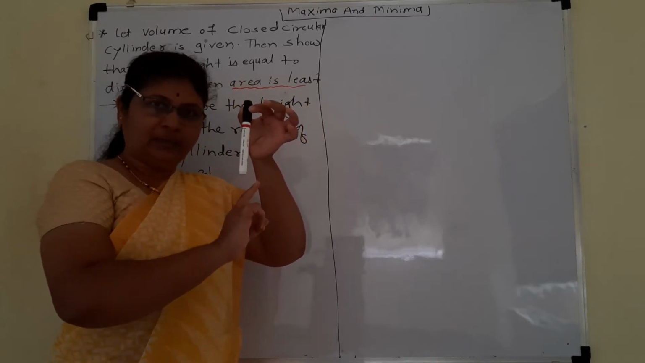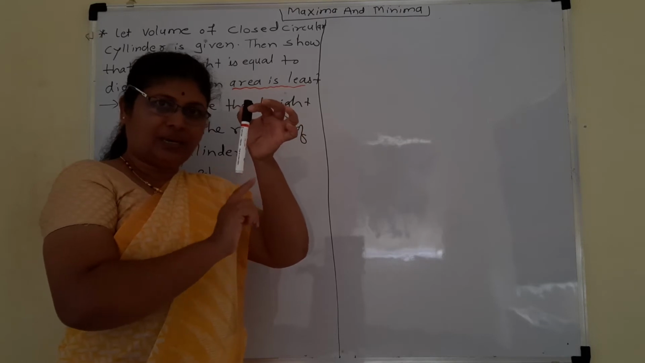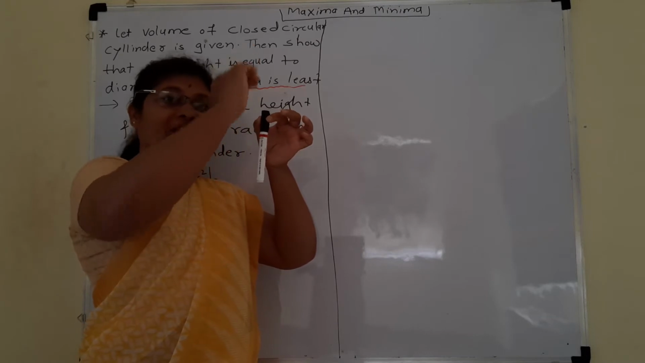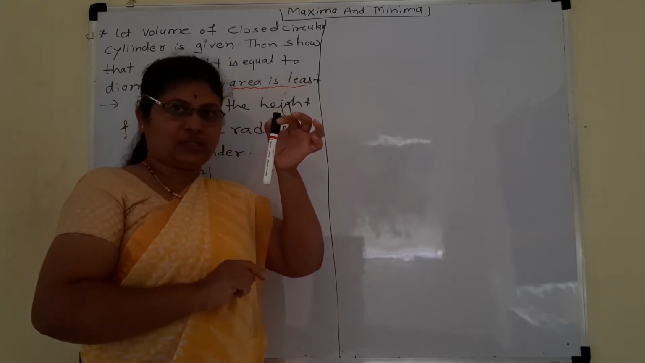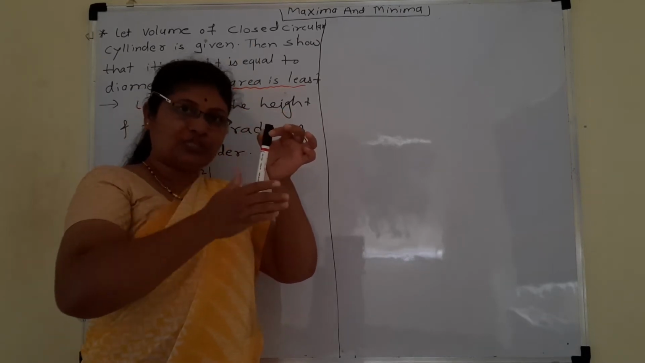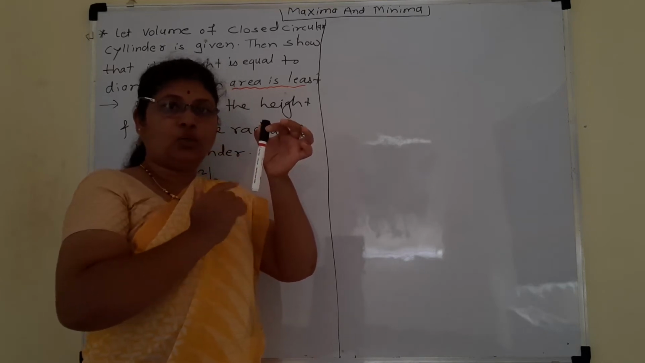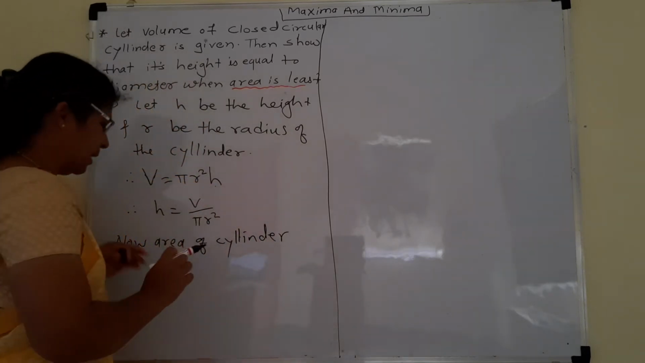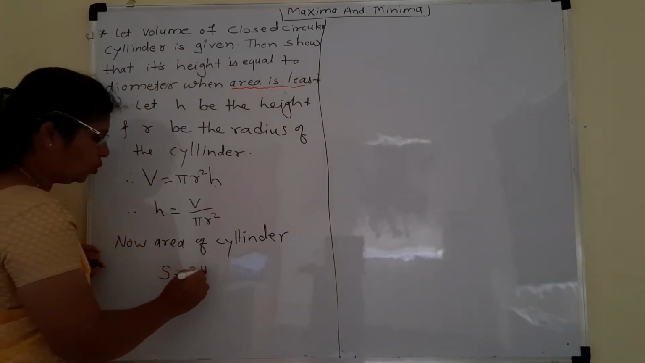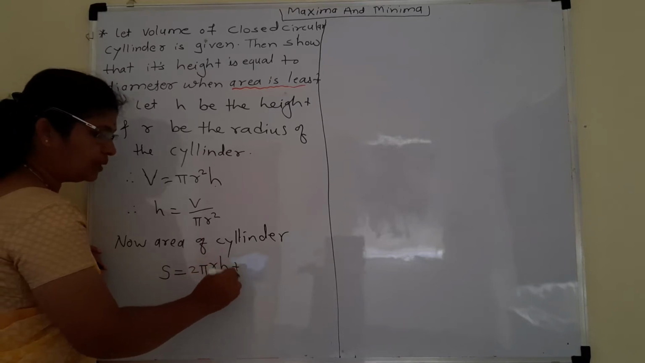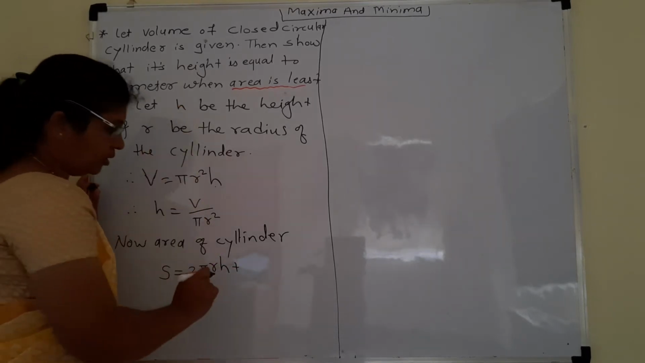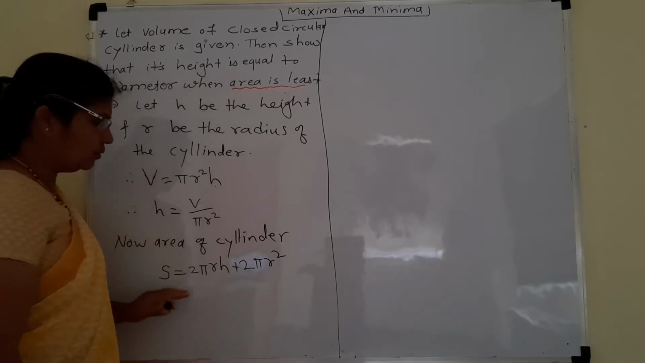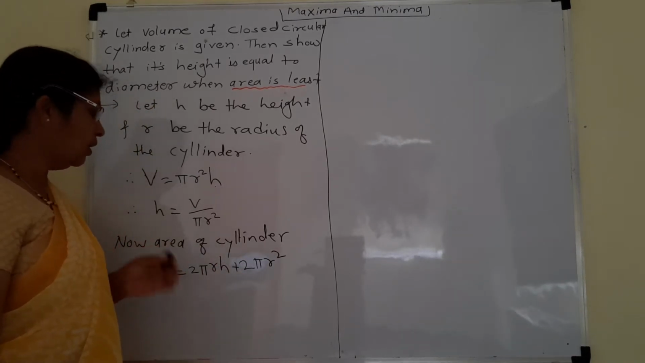So what is a ring? Its length is 2 pi r. How many such rings are placed one on another? There are h number of rings, since the height of the cylinder is h. So what is the curved surface area? It is nothing but 2 pi r into h. So the total surface area is the curved surface area 2 pi r h plus top plus bottom, 2 times pi r square. This is nothing but the total surface area of the cylinder.